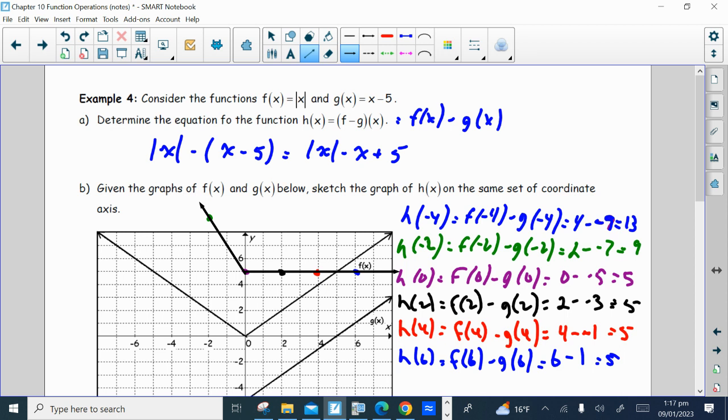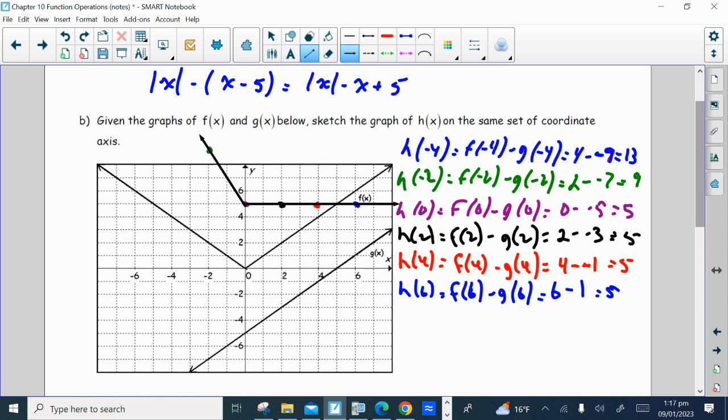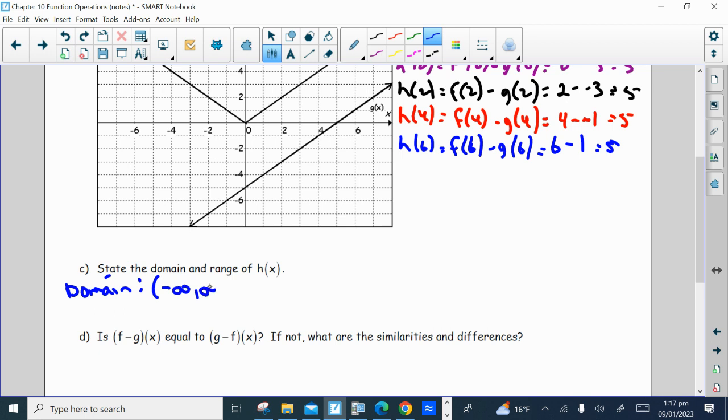And there's arrows on both ends because there's arrows on both ends of the original graphs. But now the domain and range, there are some differences here for sure. If we look at the graph of h, there are no restrictions on x. The domain would be all real numbers. The graph goes left and right forever. So -infinity to +infinity.